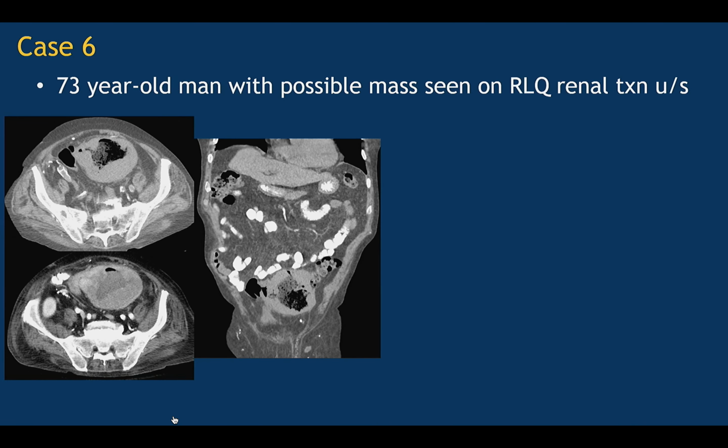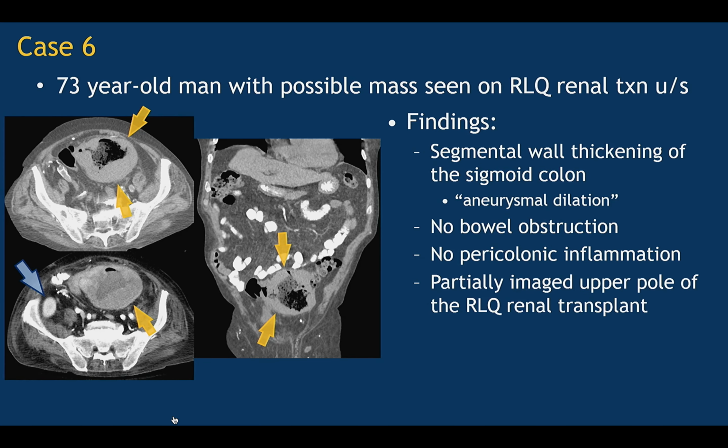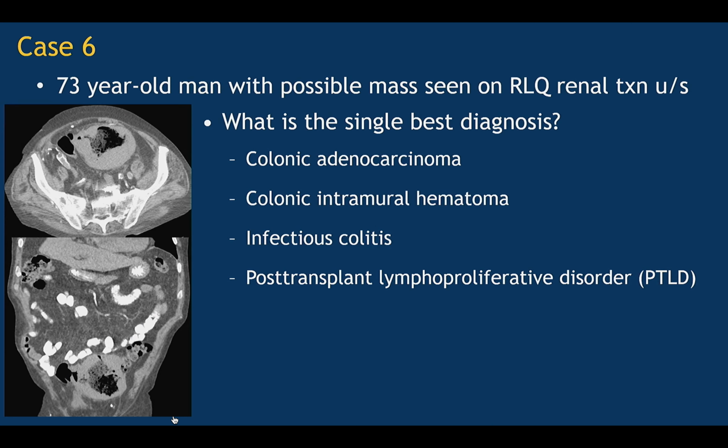Case 6 is a 73-year-old man with a possible mass seen on right lower quadrant renal transplant ultrasound. We have contrast enhanced CT and unenhanced CT images here. You can see there's pretty marked segmental wall thickening of the sigmoid colon, giving this classic appearance of aneurysmal dilation. There was no bowel obstruction, no pericolonic inflammation, and we partially imaged the upper pole of the right lower quadrant renal transplant, which was normal. What is the single best diagnosis for the marked sigmoid colon wall thickening: colonic adenocarcinoma, colonic intramural hematoma, infectious colitis, or post-transplant lymphoproliferative disorder? The correct answer here is post-transplant lymphoproliferative disorder affecting the sigmoid colon.